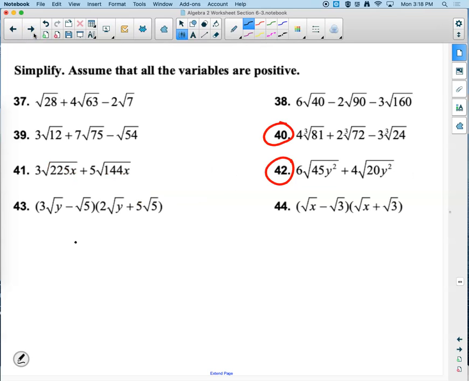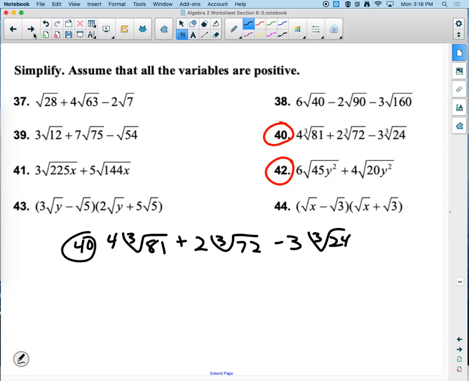40 and 42. These say simplify and don't worry about absolute value. We have 4 cubed roots of 81 plus 2 cubed roots of 72 minus 3 cubed roots of 24. And like we said in class, go after that smaller one first. So here in the back, hopefully you'll start thinking about some of your cubed roots again, and you'll remember, 2 times 2 times 2 is 8. 3 times 3 times 3 is 27. That's already too big. So we try our 8, and that goes in 3 times.